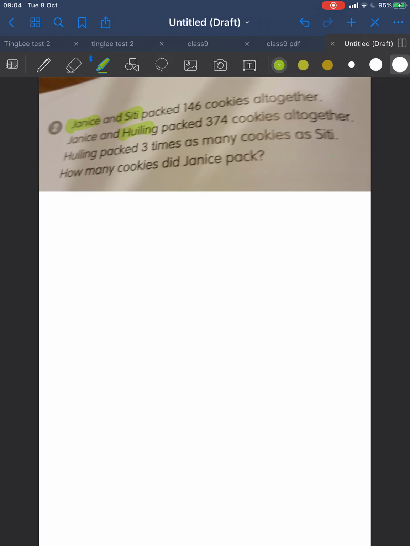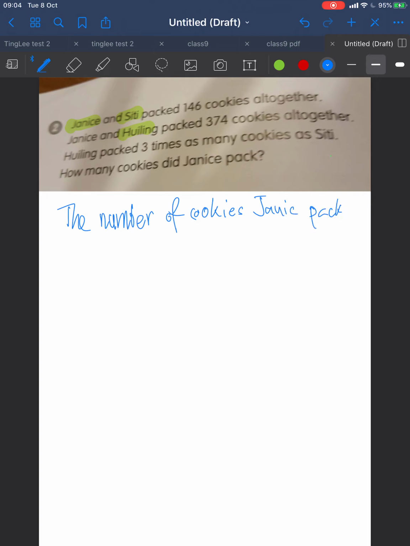Let's start by assigning a symbol to represent the number of cookies. In algebra, we use a symbol, usually a letter, to represent one value. In this case, let's assign the number of cookies Janice packed the letter J, all right? So J is the number of cookies Janice packed.